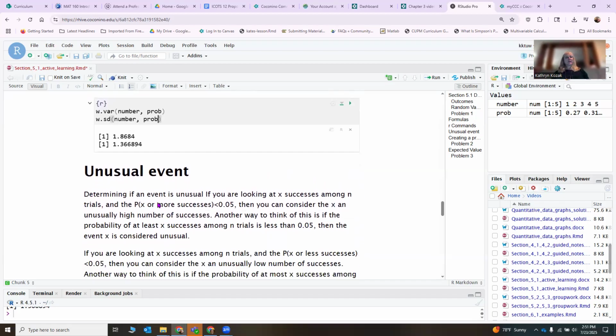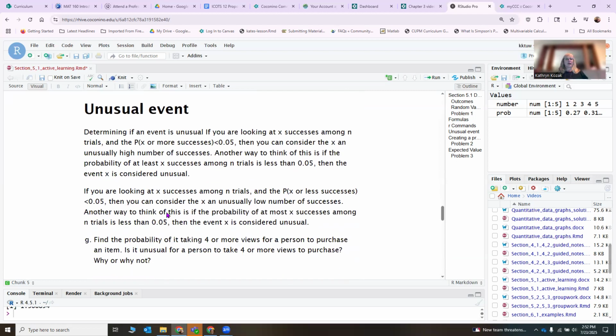Unusual events. Determine if an event is unusual. You're looking at the number of successes, the X number of successes among N trials. If the probability of X or more successes is less than 5%, then you consider that X value an unusual high number of successes. Another way to think of it is if the probability of at least X successes among the N trials is less than 5%, then the event is considered unusual. Same thing with less success. If you were doing unusually low, you'd be looking at less success. It's still less than 5%.